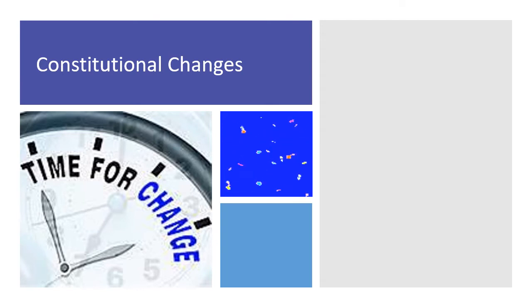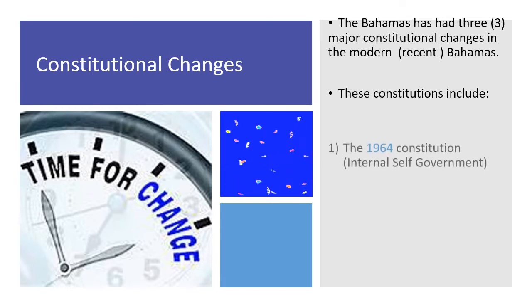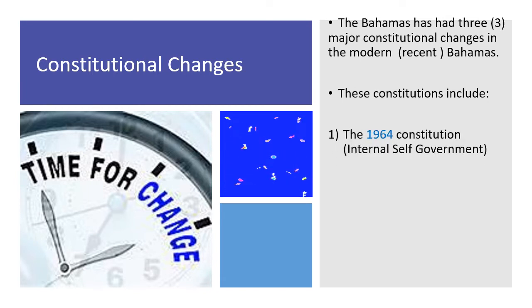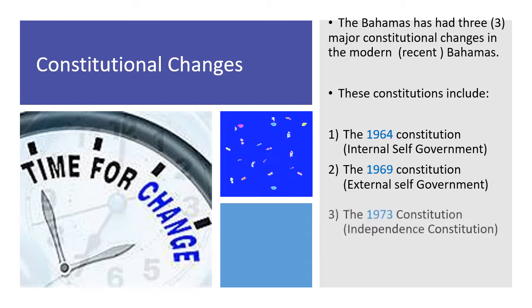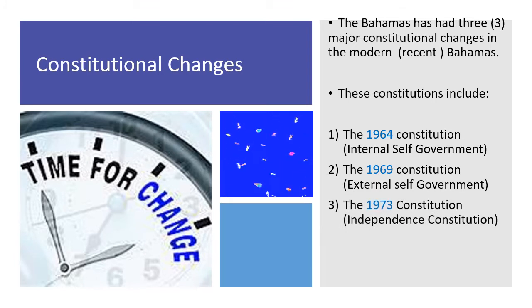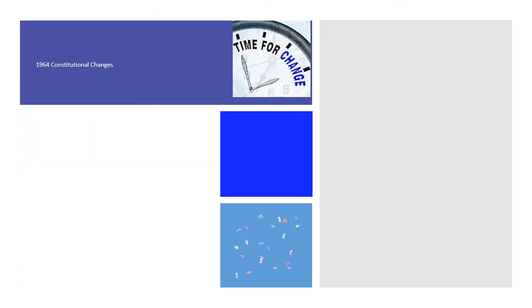Now, constitutional changes basically refers to how the laws in the Bahamas were changed. The Bahamas went through 3 major constitutional changes in the modern or recent Bahamas. The first one happened in 1964, and it was known as the Internal Self-Government Constitution. The second one happened in 1969, and it was known as the 1969 Constitution. And the last one, the one that we are still in today, happened in 1973. So these are the 3 dates that you need to remember in reference to constitutional changes in the Bahamas. Now we're going to briefly go through each.